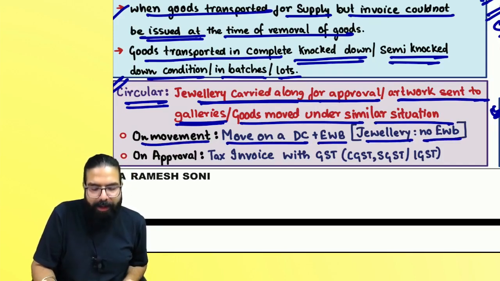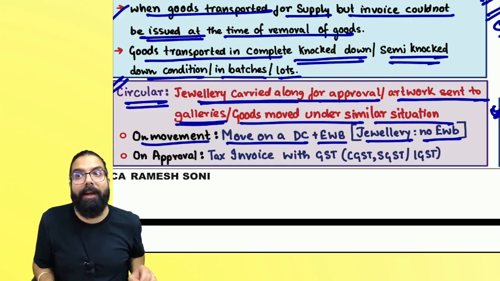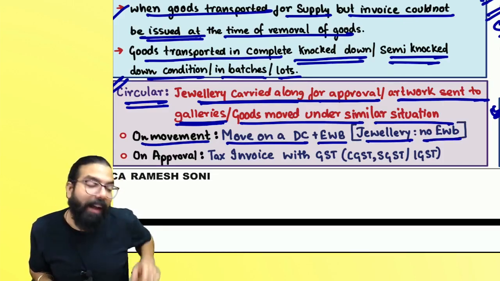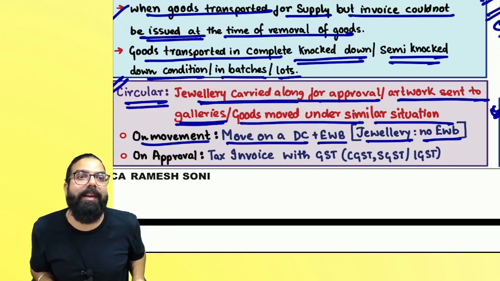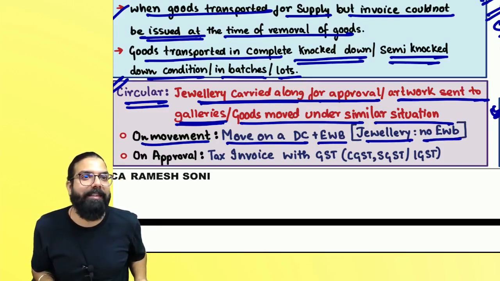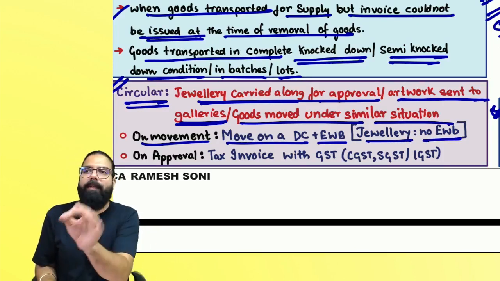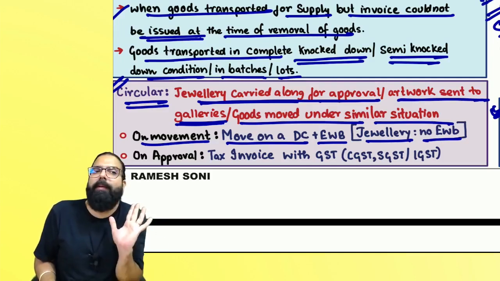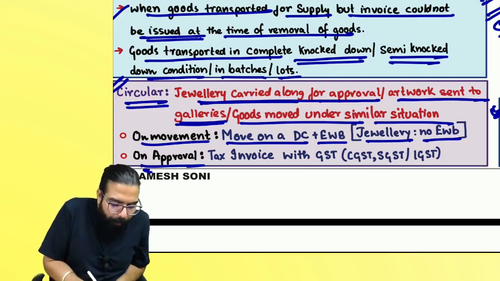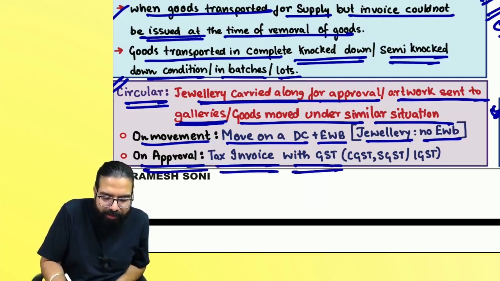Remember one thing, in the jewelry case e-way bill is not required, but imitation jewelry, an amendment has come this time. Imitation jewelry, which are duplicate jewelries, for that e-way bill is required, but for jewelry e-way bill is not required. On approval, you can issue tax invoice with GST, whatever is there.